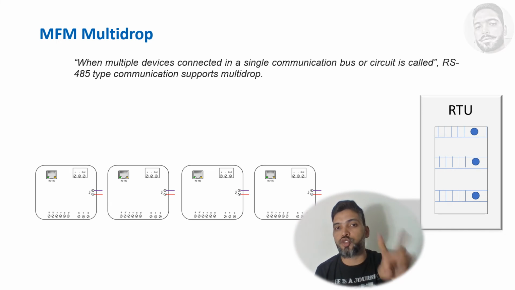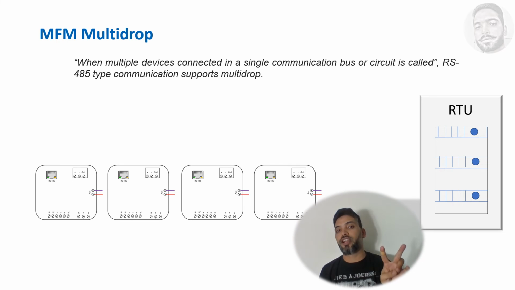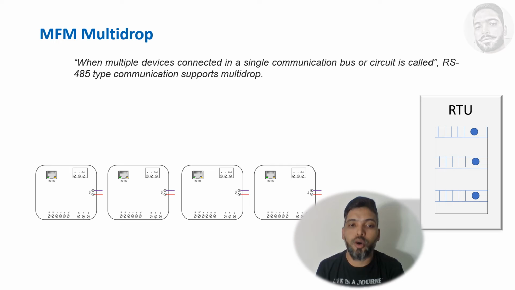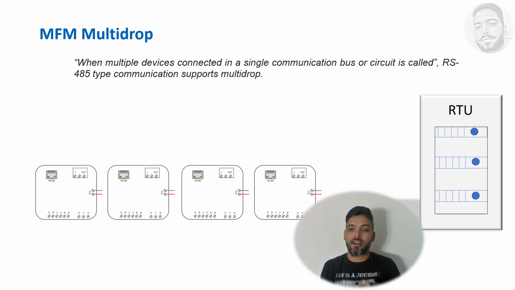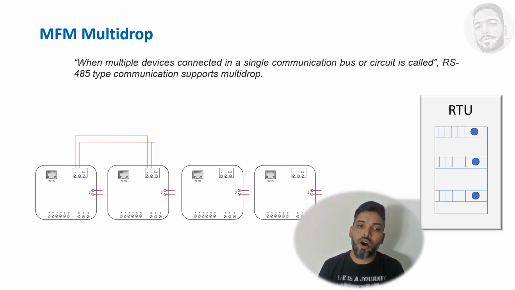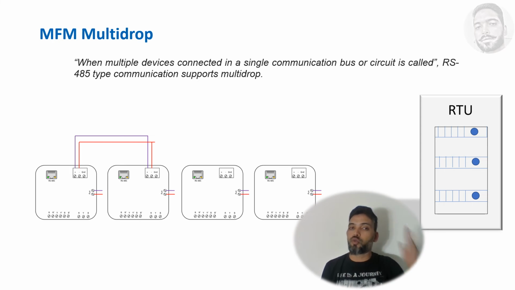No slave address should be the same. If you put two devices on the same slave address, then the whole loop, that chain, may be disturbed sometimes. And then you have to do the wiring of those relays. How will you do the wiring? Always the positive of one MFM will go to the positive of another MFM, and the negative of that MFM will go to the negative of another MFM.